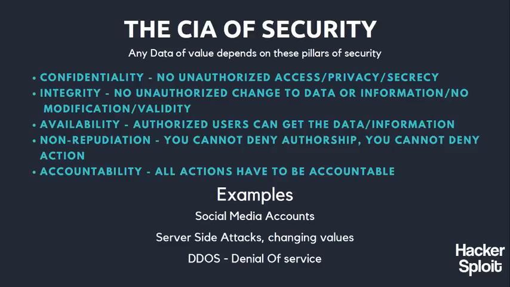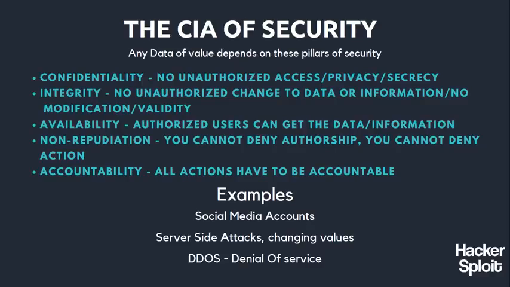Now, confidentiality deals with privacy and secrecy, and I'll look at examples of how these apply not only on different networks, but also in your day-to-day lives. Number 2 is integrity. No unauthorized change to the data or information. This deals with validity and the fact that no modifications should be made to data on a network or any type of data.